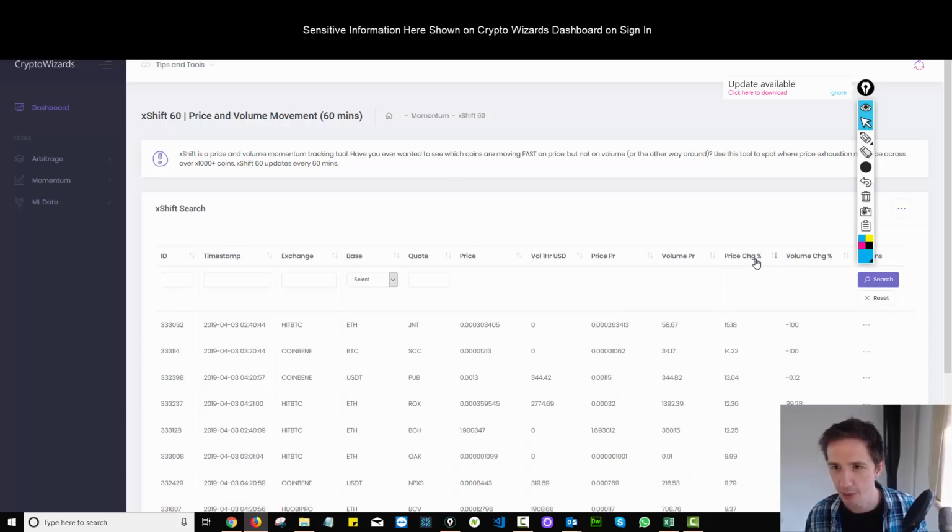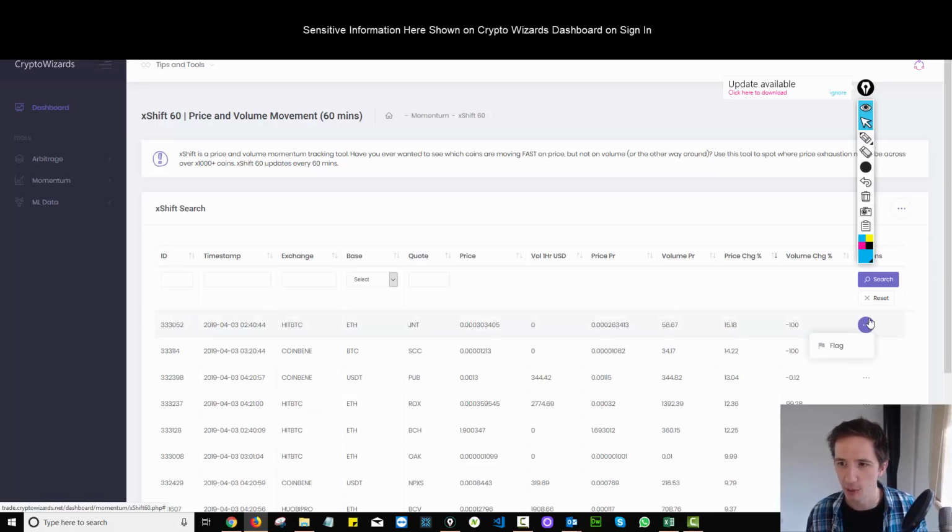But I'm going to filter here on price change. And this is showing me that this coin here, JNT, has jumped up 15.18% within the last hour, and volume has gone down. So this is just an indicator as to what coins you want to go and look at.